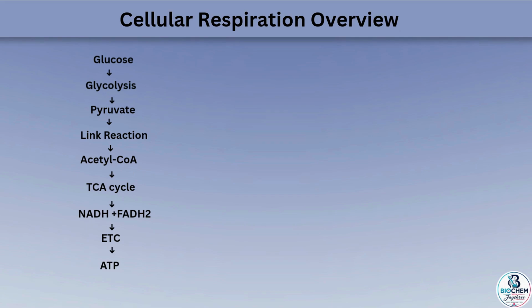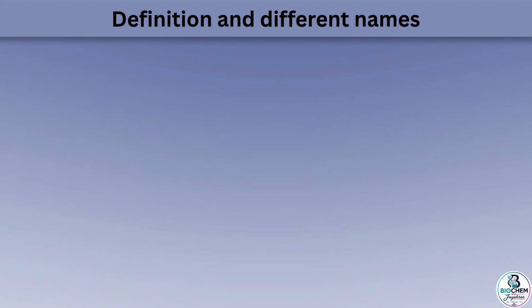So remember this simple sequence. First glycolysis, then link reaction, then TCA cycle, then lastly electron transport chain. So this is all about the cellular respiration overview. Now move forward. Now understand the definition and different names of the TCA cycle.